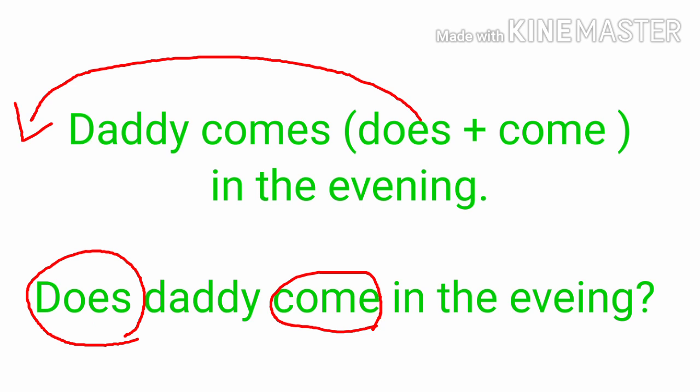Does Daddy comes is wrong. Does plus come is comes. So the question is, does Daddy come in the evening? It's very easy. Let's see other examples. She dances well. Does plus dance is dances. So, does she dance well? David plays cricket. Plays is the verb. Does plus play. Does he play cricket?